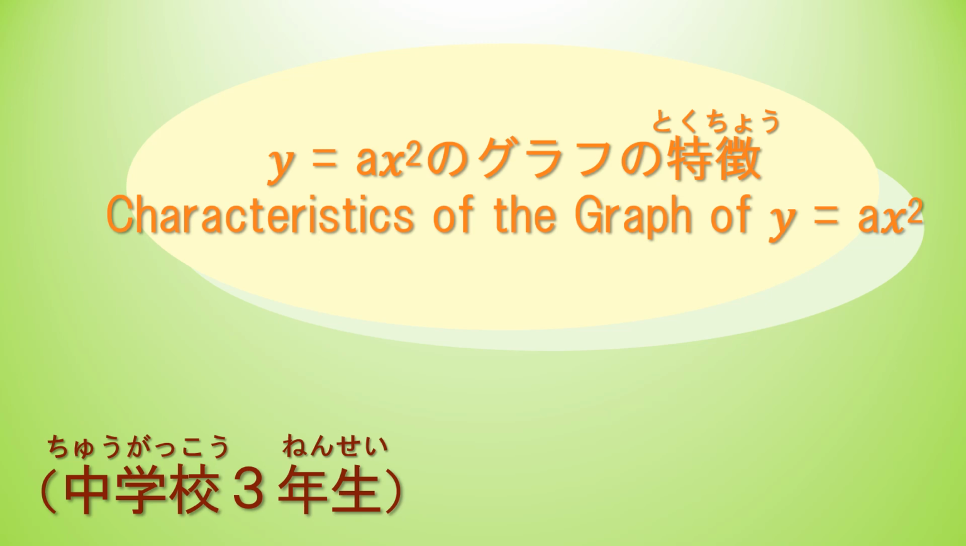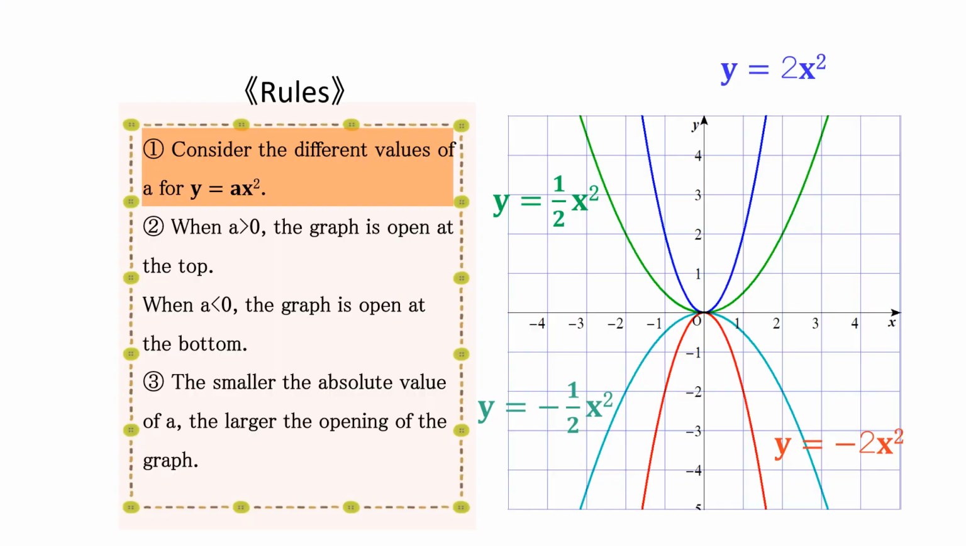In this lesson, let's learn about the characteristics of the graph y equals ax squared. Consider the different values of a for y equals ax squared.